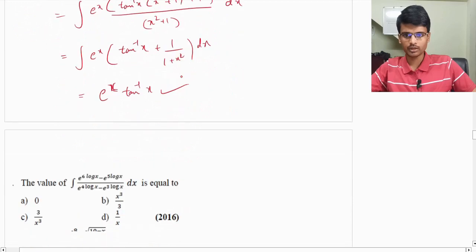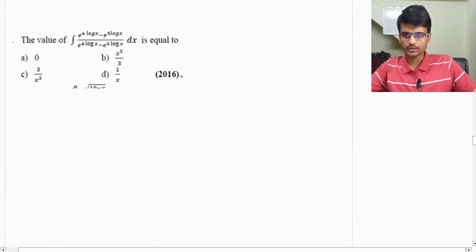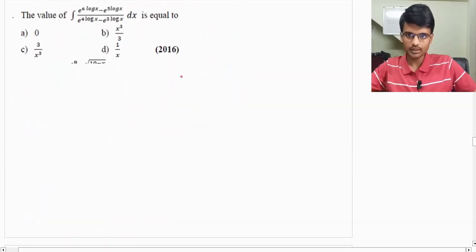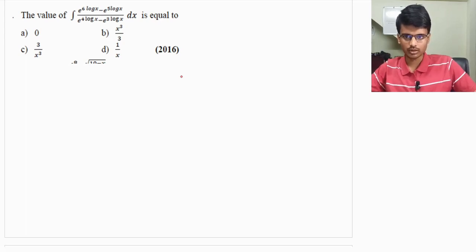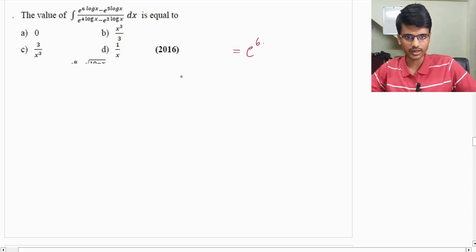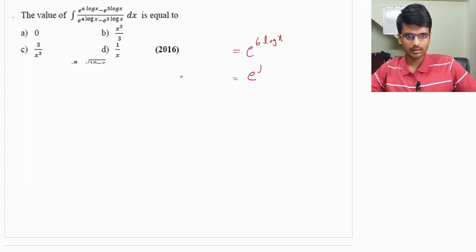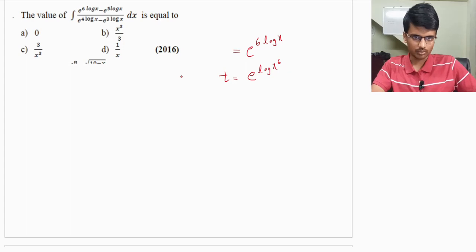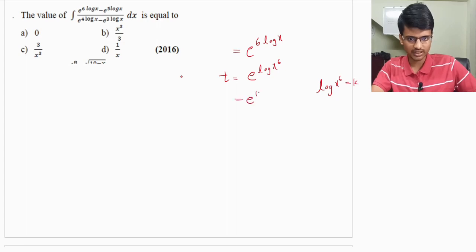Okay, moving on. Okay, so this is an interesting question. So here you need to know the property of logarithms. Let me just show you. Let's just pick e power 6 log x. It is nothing but e power log x power 6. Okay, everyone agrees here. Let me call this t. Now if log x power 6 is equal to k, let me call this k. This will be e power k, right?